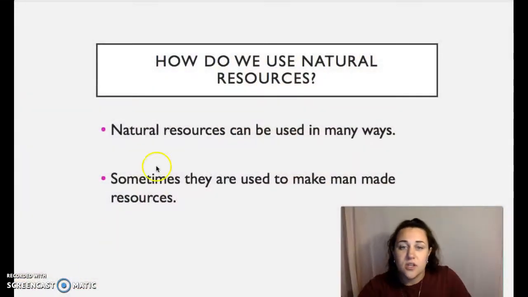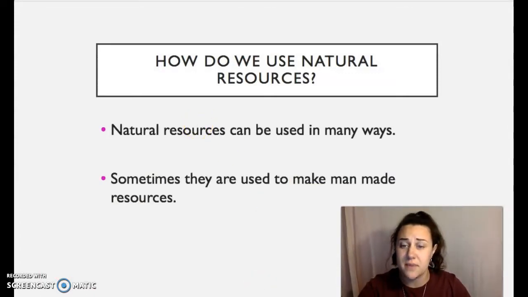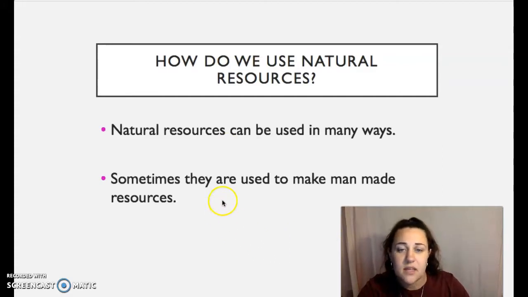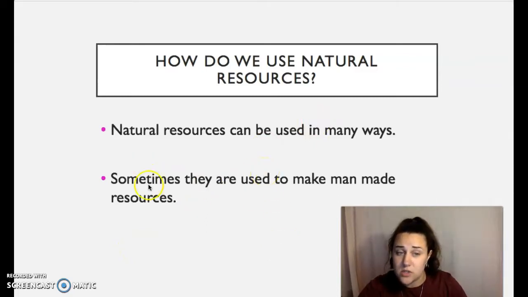All right, so today we're going to focus on how we use our natural resources, and what we use them for. So I'll do a quick video, and then you'll have a Nearpod, and you're all set. All right, so how do we use natural resources? Natural resources can be used in many ways. Sometimes they are used to make man-made resources. We talked about those man-made resources yesterday, and we use our natural resources to help make those.